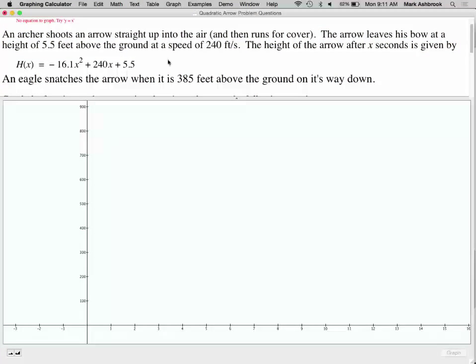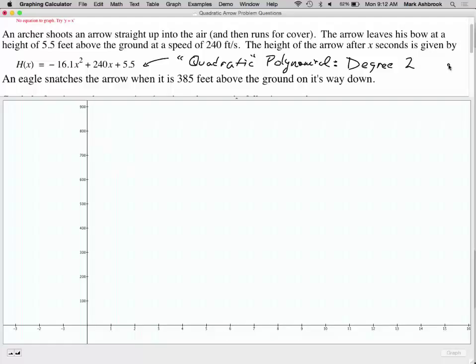Okay, so we've got an archer. So this right here is an example of a quadratic polynomial function. And that's degree, it means it's a polynomial with degree 2. Meaning the leading term, the highest power, is 2 in the polynomial.